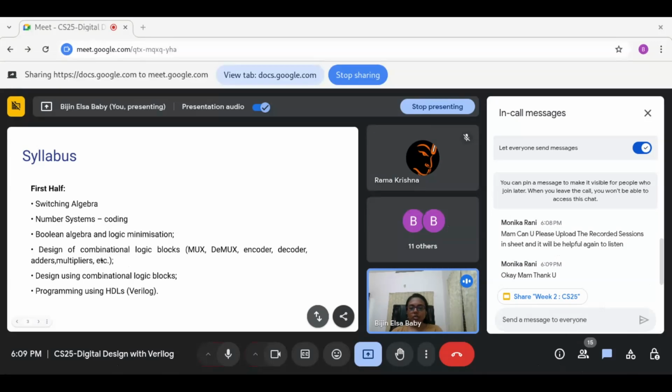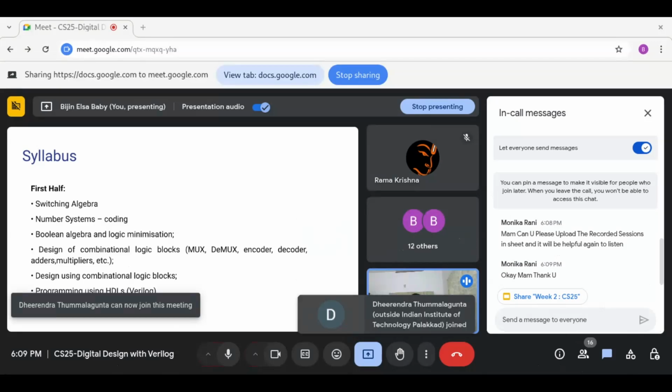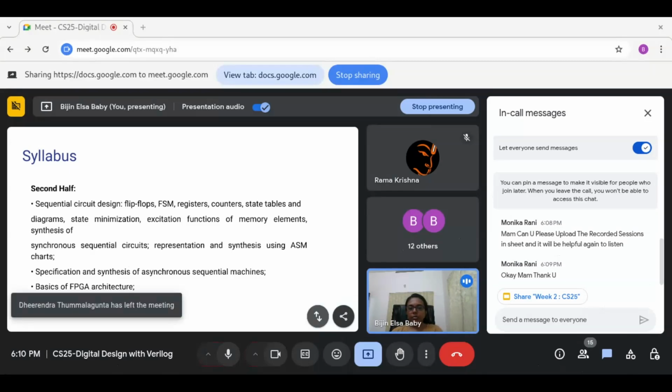And the syllabus of this course: in the first half, you will be learning about switching algebra, the various number systems, Boolean algebra, and how you can minimize the logic, and mostly about combinational logic blocks like mux, demux, encoder, decoder. And you will have an introduction to the hardware description language called Verilog. In the second half, you will be learning about sequential circuit designs, for example, flip-flops, registers, counters, FSM. And at the end of the course, you will learn about the basics of the FPGA architecture.